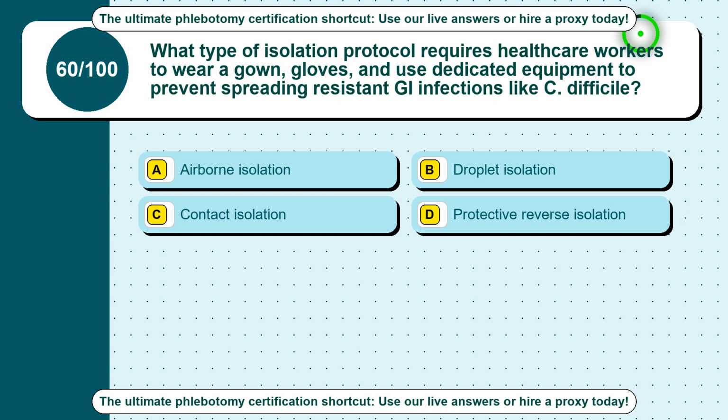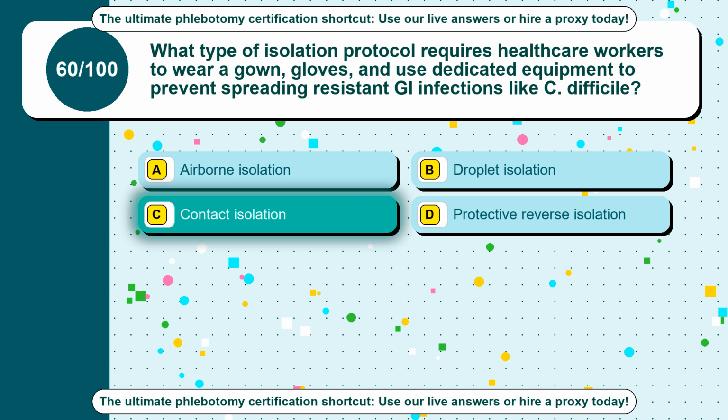Question 60. What type of isolation protocol requires healthcare workers to wear a gown, gloves, and use dedicated equipment to prevent spreading resistant GI infections like C. difficile? Option A, airborne isolation. Option B, droplet isolation. Option C, contact isolation. Option D, protective reverse isolation. The correct answer is option C, contact isolation.